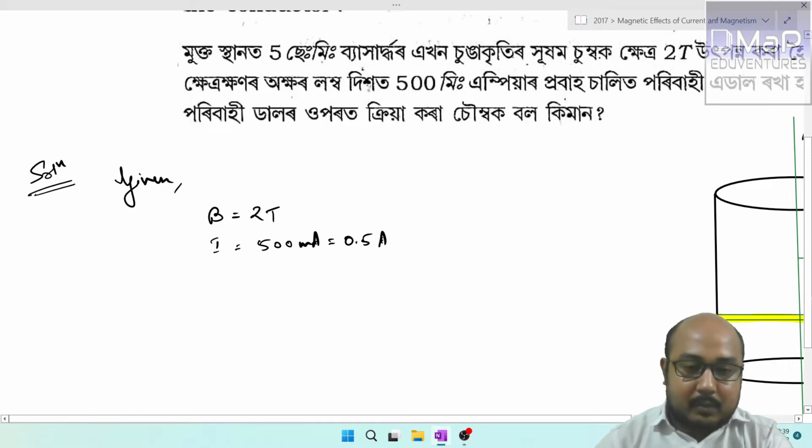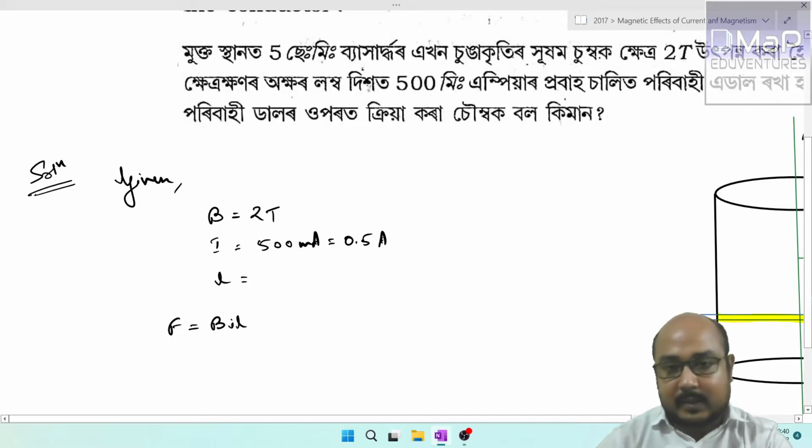Etia amak aru eta bostu lage hetu hol L hol. So L to kiman hobo since in order to calculate the magnitude of the force the relation to BIL sin theta thakibo kintu yat amar sin theta to na thakibo because theta is equal to 90 degree that is why sin theta becomes equal to 1. So ami hetu nai likham etu capital I likhi disu BIL. So how to find the L?